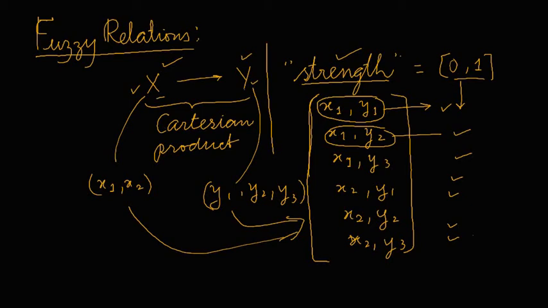So here the strength of the relation between ordered pairs of the two universes X and Y is not measured with the characteristic function as it is done in the case of a crisp set, rather with a membership function. So these values we are getting with the help of a membership function which expresses various degrees of strength of the relationship on the unit interval 0 to 1. And now a fuzzy relation we will also denote with a tilde.